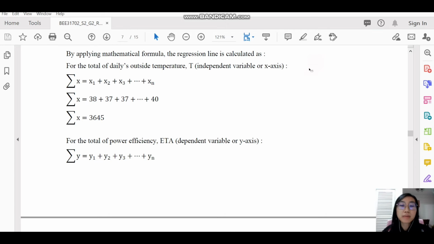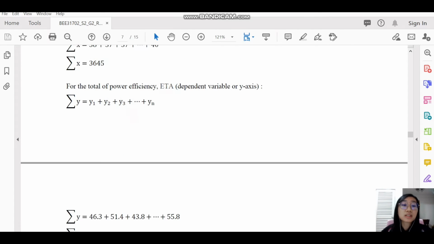Besides using Microsoft Excel to analyze and calculate the regression line in this problem, you can also apply the mathematical formulas by using manual calculation. Firstly, for the total daily outside temperature T, the independent variable on the x-axis, we calculate total x is equal to x1 plus x2 plus x3 until the x for the 101 data, and we will get total x is equal to 3645.